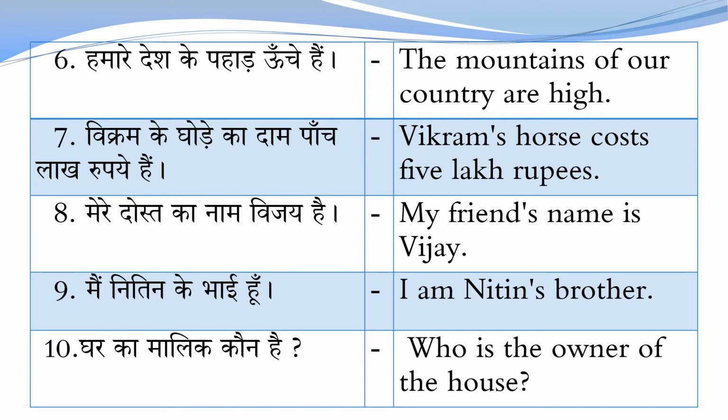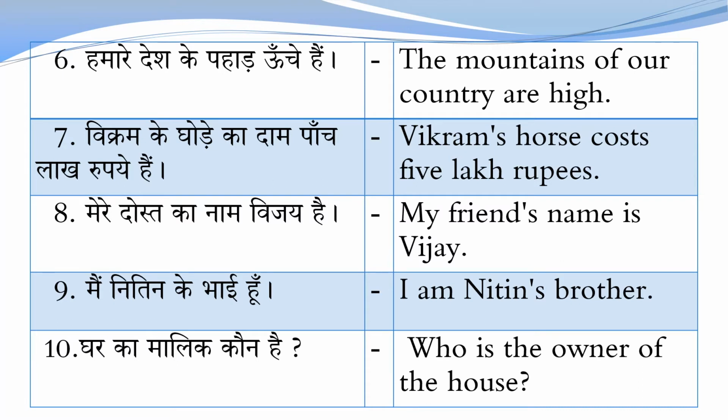Ninth one, mai Nitin ke bhai hoon. Mai translates to I am. Nitin reminds Nitin. Bhai means brother. So, Nitin ke bhai translates as Nitin's brother. So, overall, the answer would be I am Nitin's brother, or I am brother of Nitin.